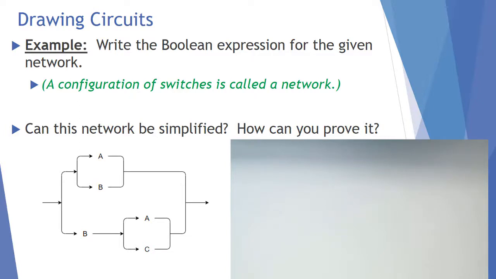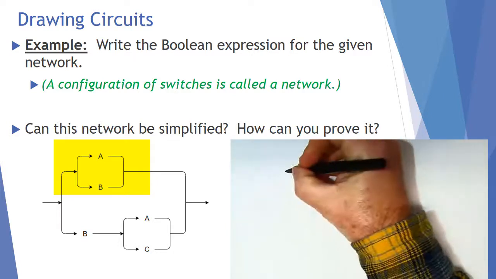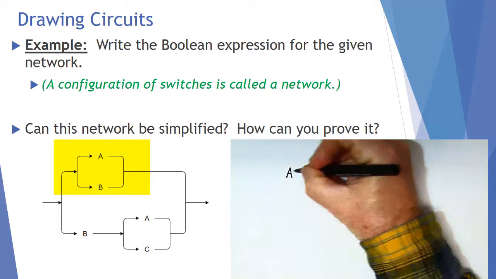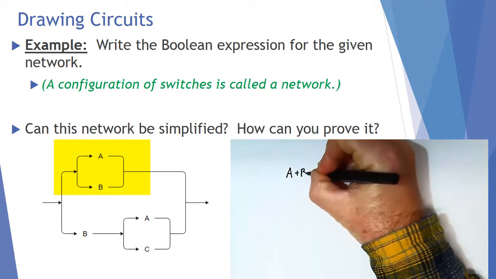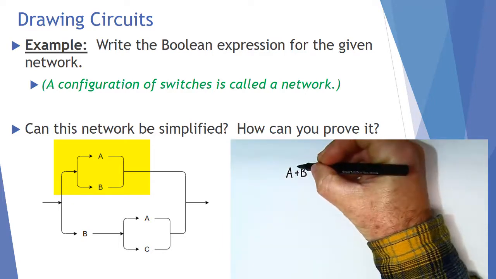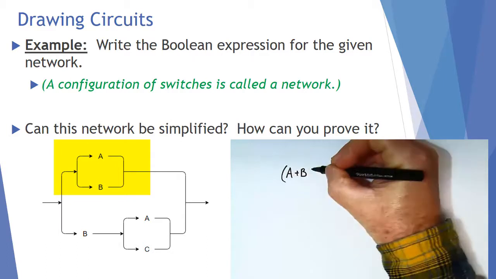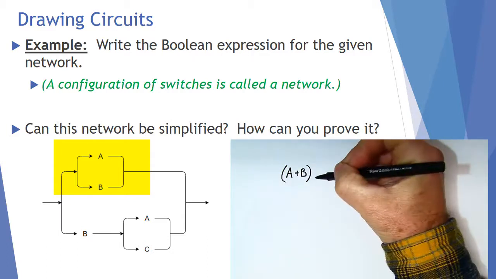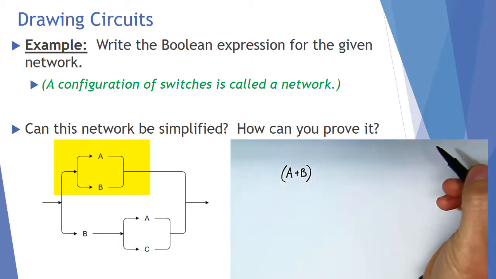So the first thing that probably jumps out is the fact that we have a switch A and a switch B in parallel next to each other at the top of this network. So we can right away say that we have an A or B situation. Now there's certainly more to it than that, but we can put parentheses around that to show that that is one switch within this network.